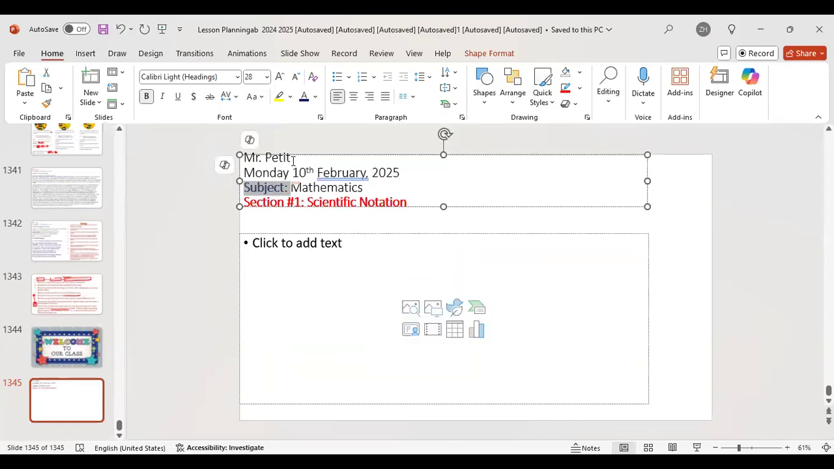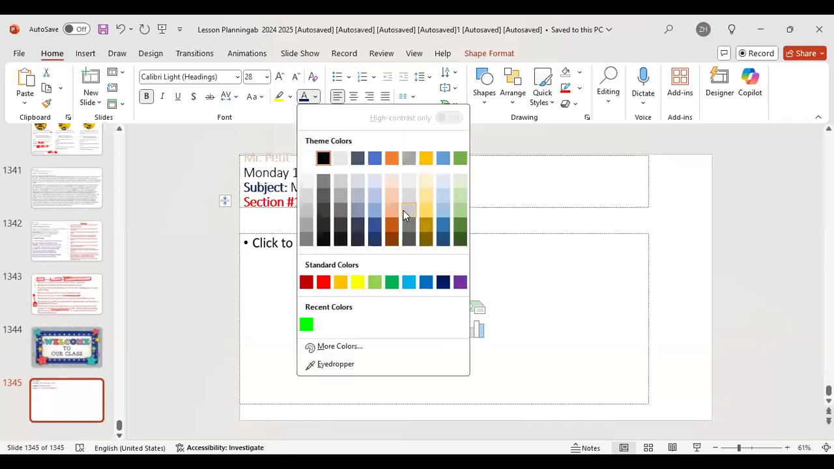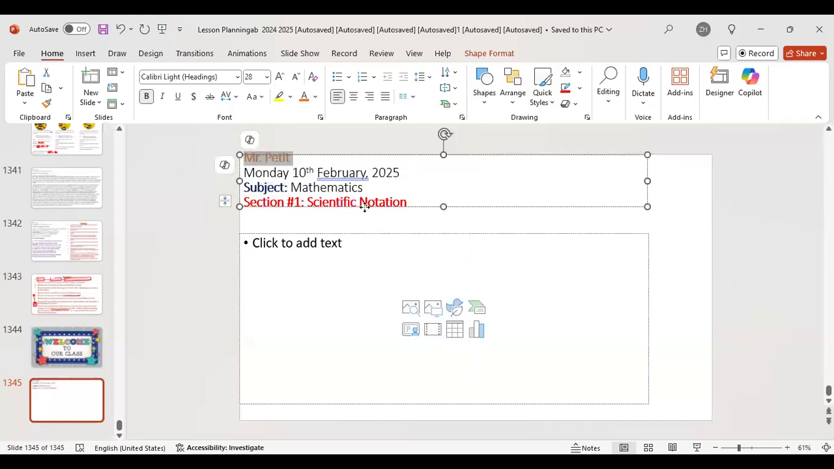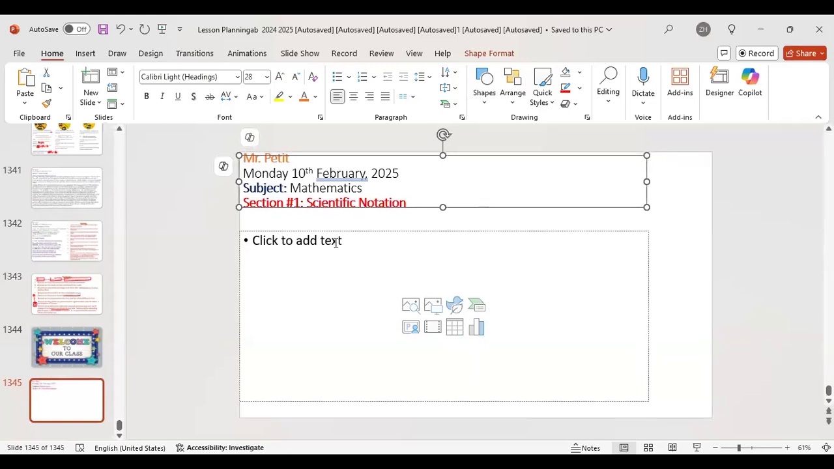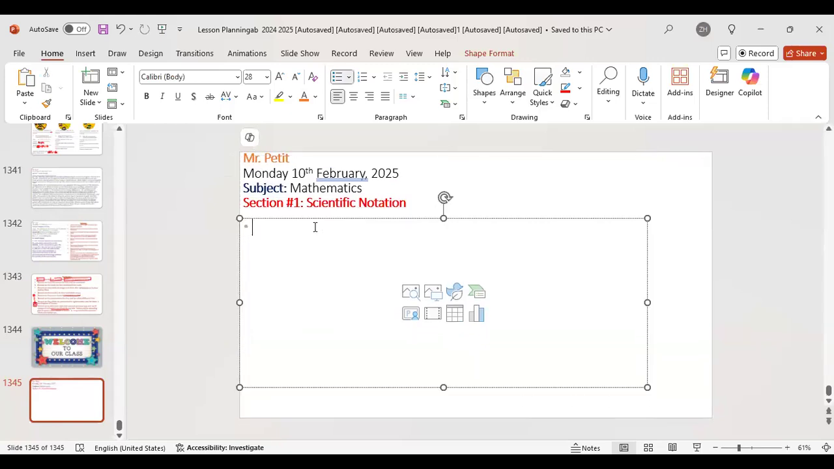Some of you are familiar with scientific notation. There may be others who are not familiar, and so we're going to go over this topic. Scientific notation is also known as standard form. So we call scientific notation standard form, right?